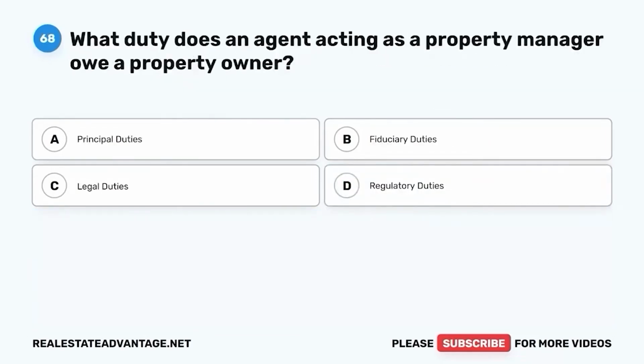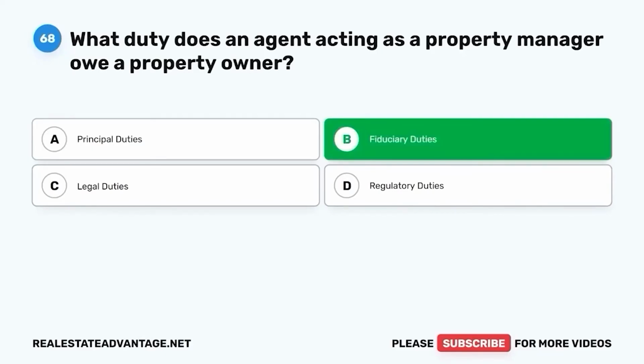Question 68. What duty does an agent acting as a property manager owe a property owner? A. Principal duties. B. Fiduciary duties. C. Legal duties. D. Regulatory duties. The correct answer is B.